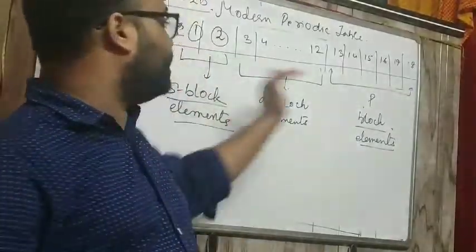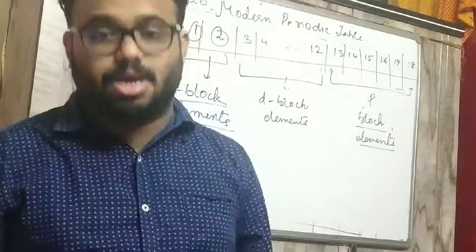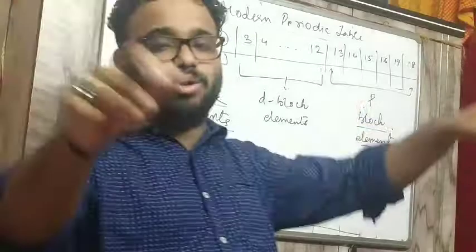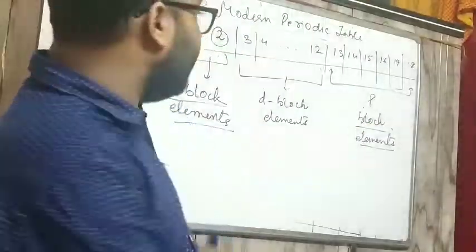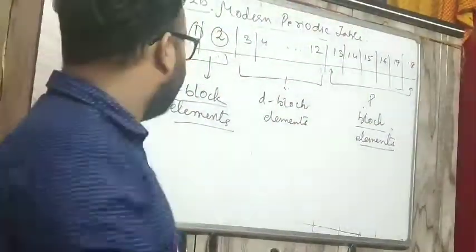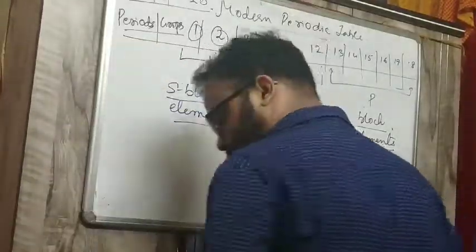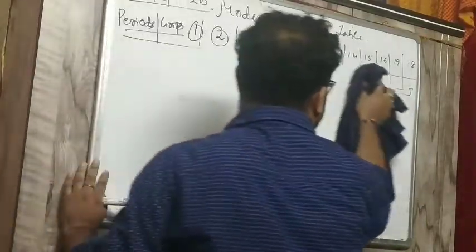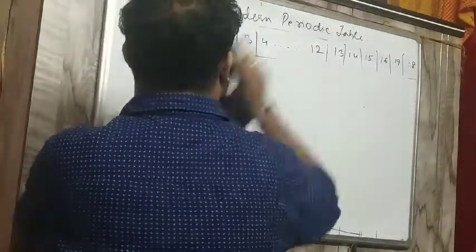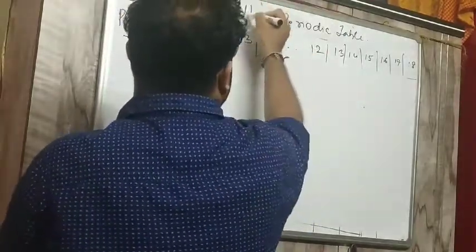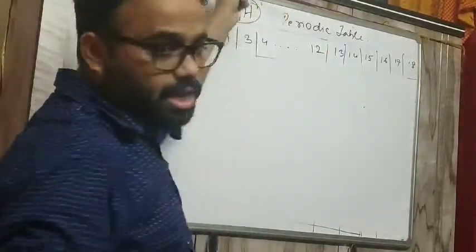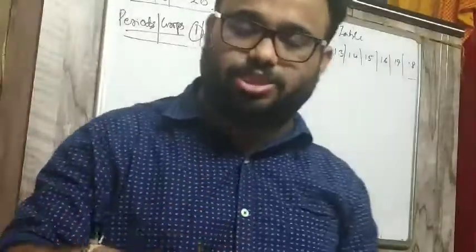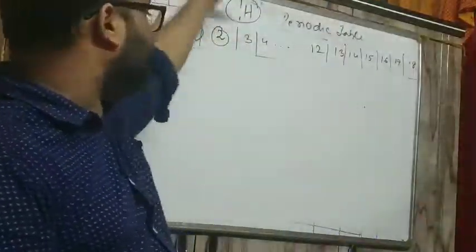So elements are placed in the modern periodic table with increasing atomic number. But students, there is a small thing to note. In the modern periodic table, hydrogen is placed somewhere different. Hydrogen is placed separately because it resembles the properties of both metals and non-metals, and hence it is placed separately.